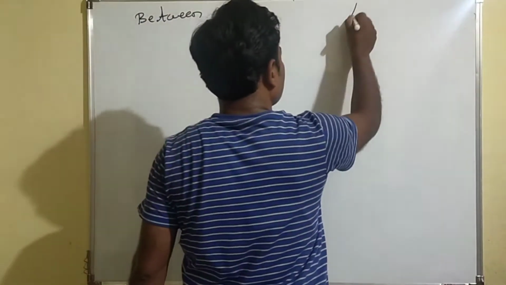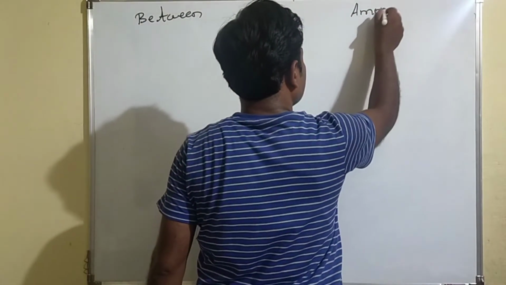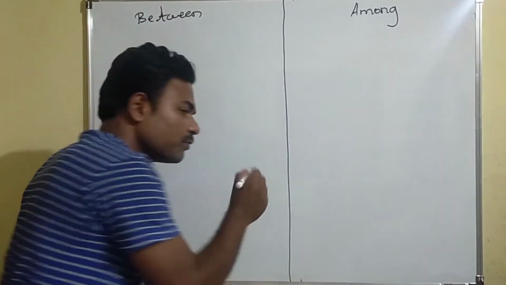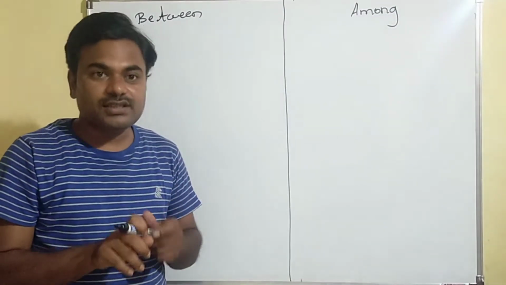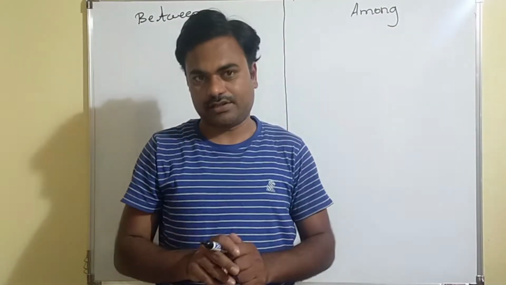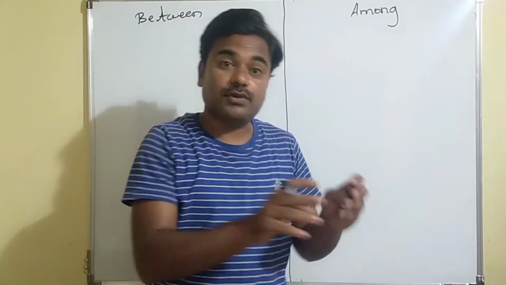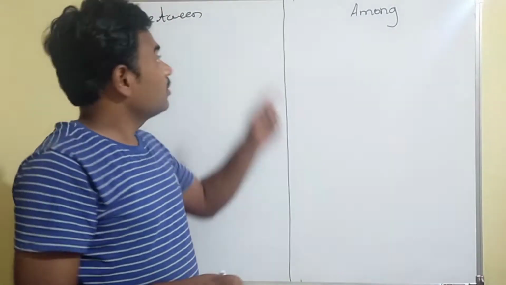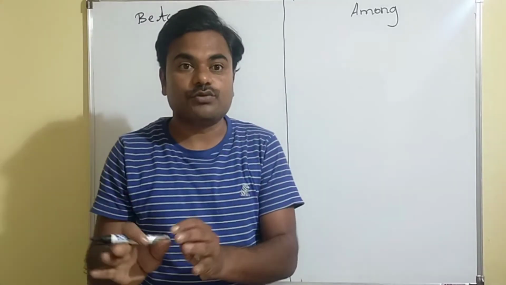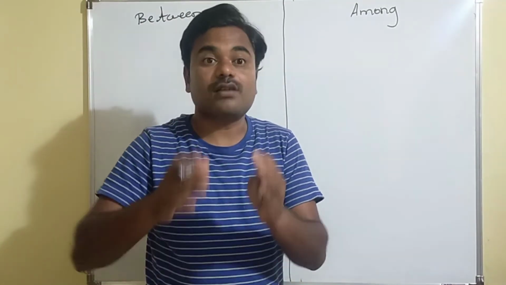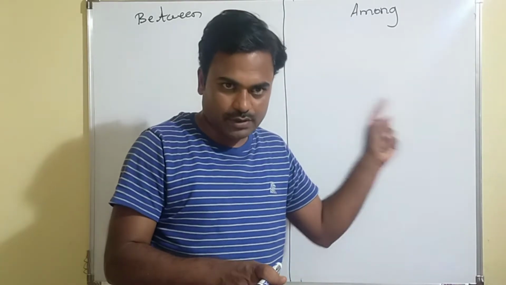Between and among are prepositions, and these are used when we talk about a thing in the middle of things, the middle of two things, or the middle of a number of things. When we talk about that, we use between and among. Both are used to say the thing is in the middle, the thing is amidst.